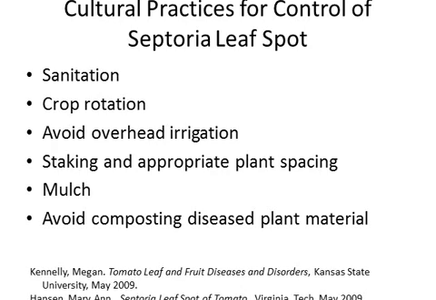Clean seed and healthy transplants in the spring help control the disease. To reduce humidity and leaf wetness, avoid overhead irrigation. To improve airflow, use staking and appropriate plant spacing. To prevent rain splash, use mulch. And avoid composting diseased plant material. There are no resistant cultivars of tomato available for Septoria leaf spot control.